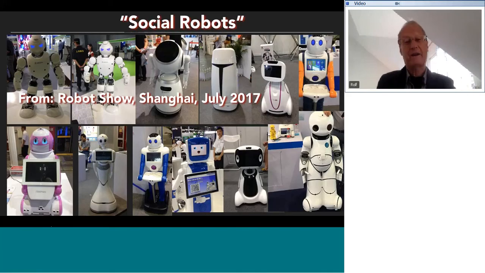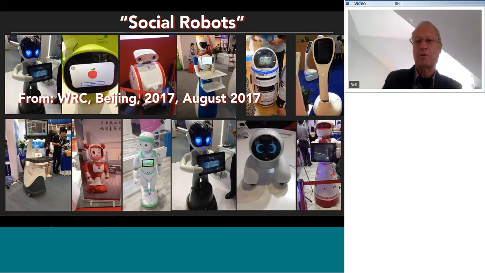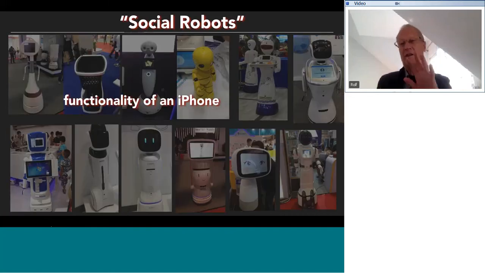And then I went to Shanghai, to the international robot show, and took pictures, and they were all from different companies, with the same functionality, and they look the same. Then I went back to the World Robot Conference in Beijing, to the exhibition, and took more pictures: same functionality, they look the same, namely the functionality of an iPhone.